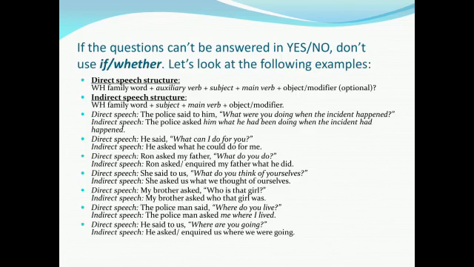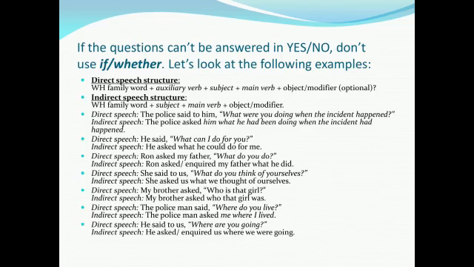Now, the first sentence is: the police said to him. Here we have the police as the reporting subject. Said is in the past, so the reporting verb is in the past tense. To him is the reporting object, so obviously the tense will change now. "What were you doing when the incident happened?" Question mark. So the indirect speech will be: the police asked him what, which will remain there only, what he had been doing. Why? Because what were you doing is in past continuous tense, so it will become past perfect continuous tense.